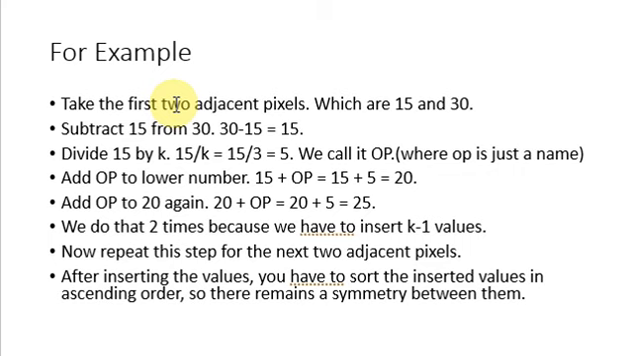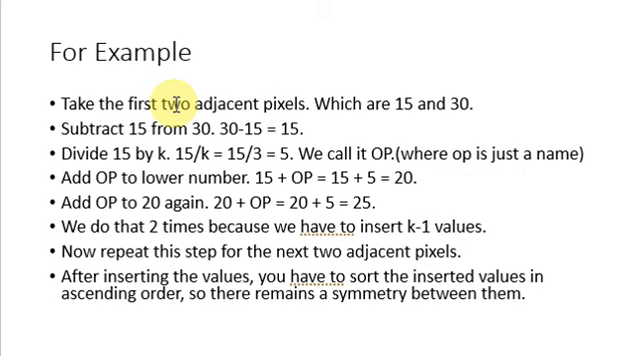The third step is to divide 15 by K. So 15 divided by K, where K is 3, is equal to 5. So this is the OP, or the output. Now we will add the OP to the lower number: 15 plus OP, 15 plus 5 equals 20.